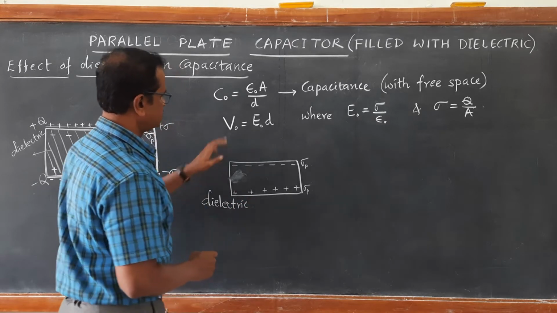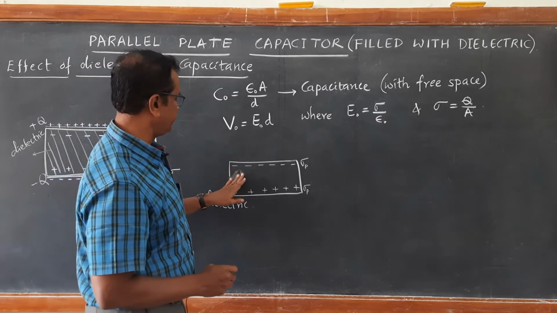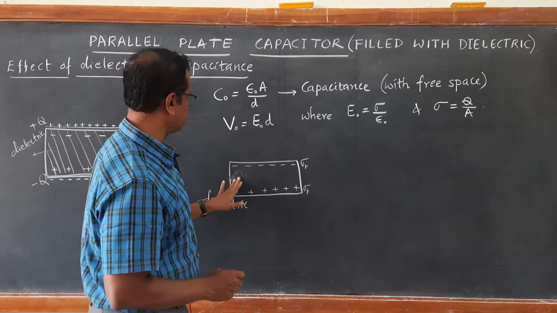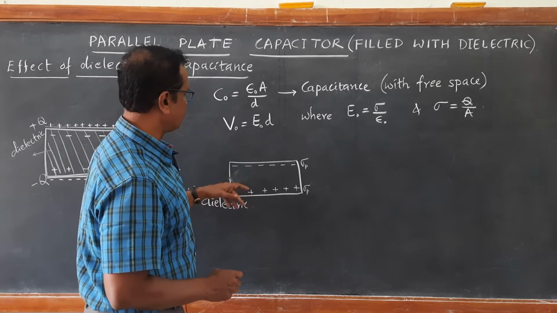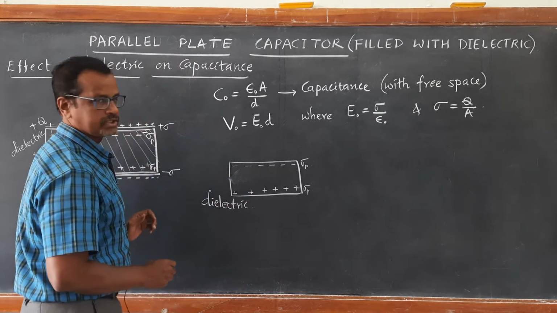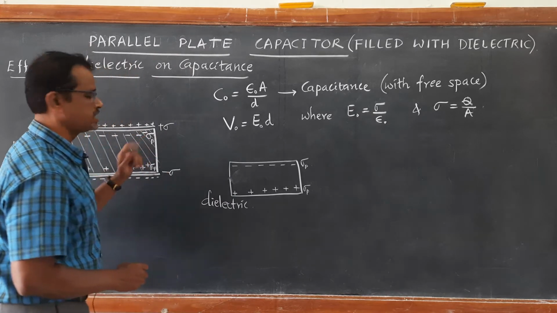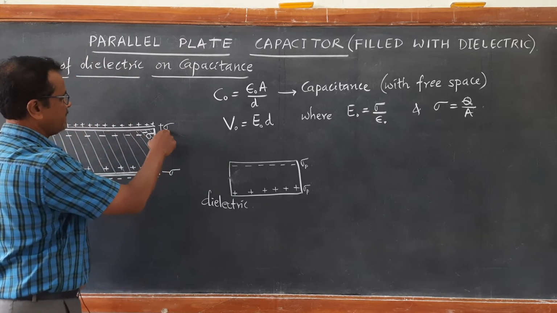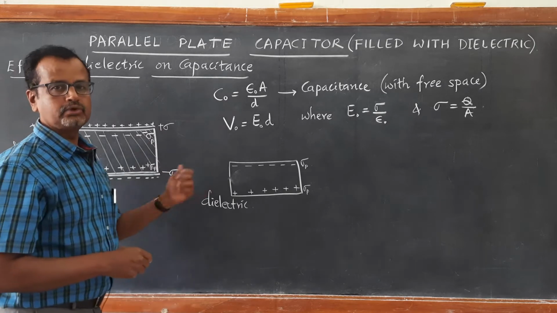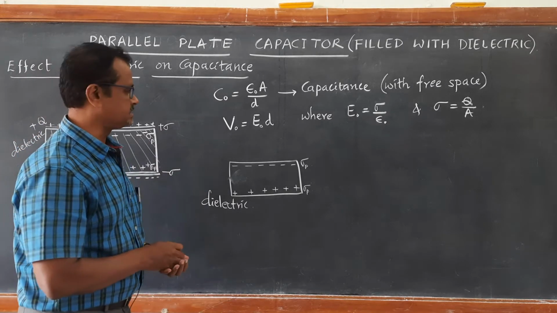Now, I need to calculate what will be the potential difference. So, for this, what is the net charge? First, we will calculate net charge density. Sigma minus sigma p is going to be the net charge density.